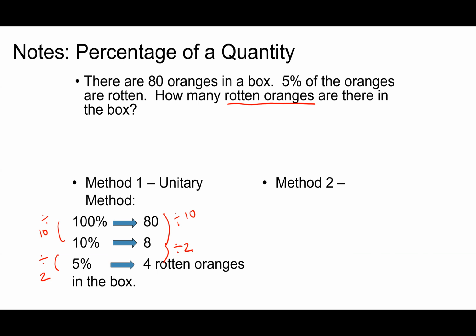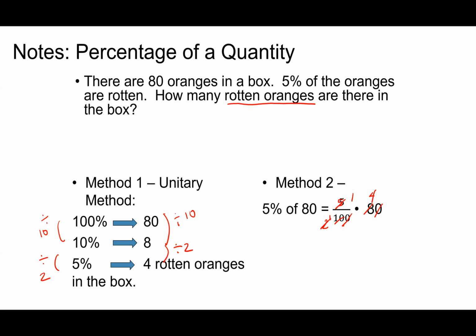There's another way to do unitary method that I kind of prefer, but I'll show you how to do that in the future. Method 2 is to just set this up like a fractions problem. So remember, percent is a special kind of fraction. You guys already know how to multiply and divide fractions, so I would just set this up like a problem. 5%, 5 over 100 times 80 over 1. And then we can start cross canceling, because who doesn't love to cross cancel?